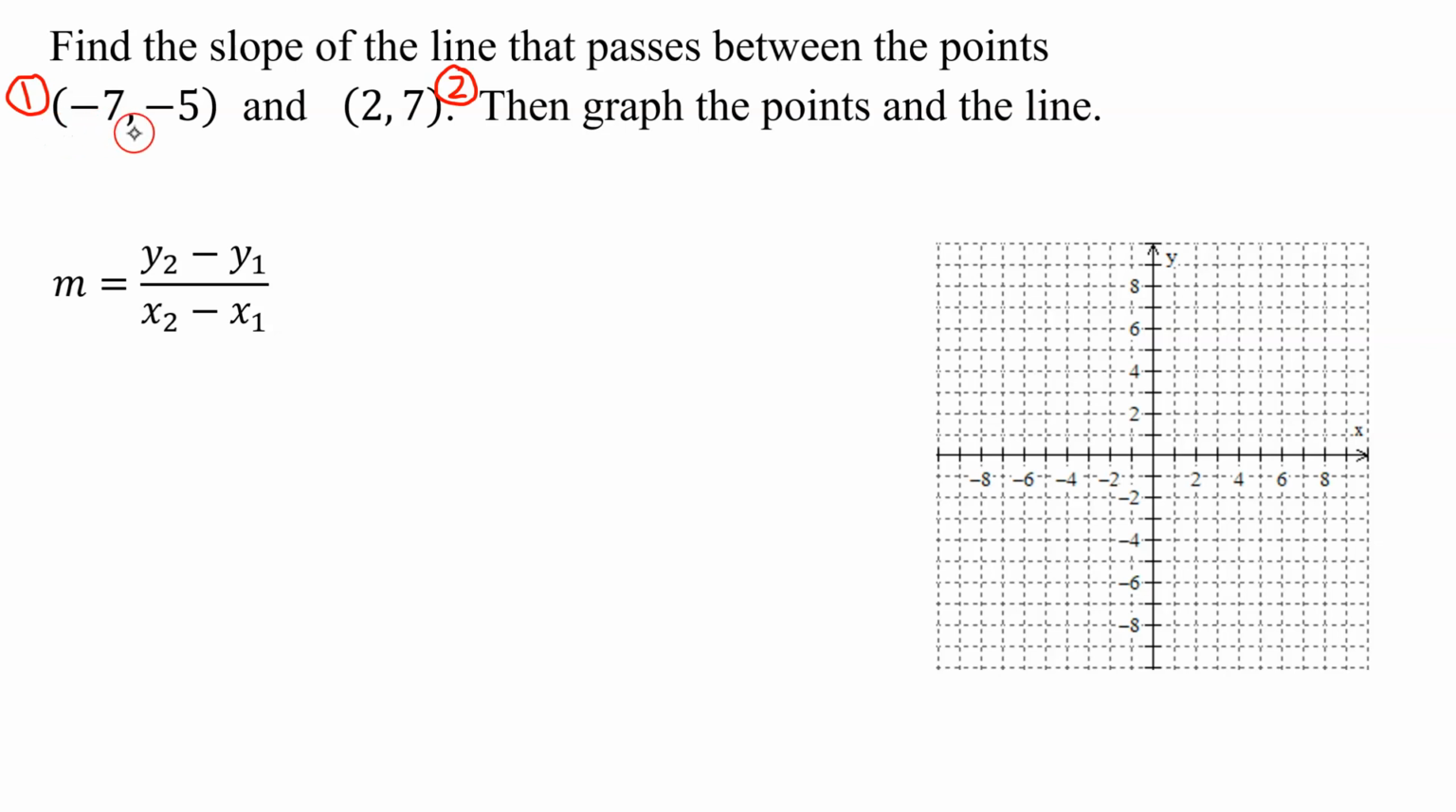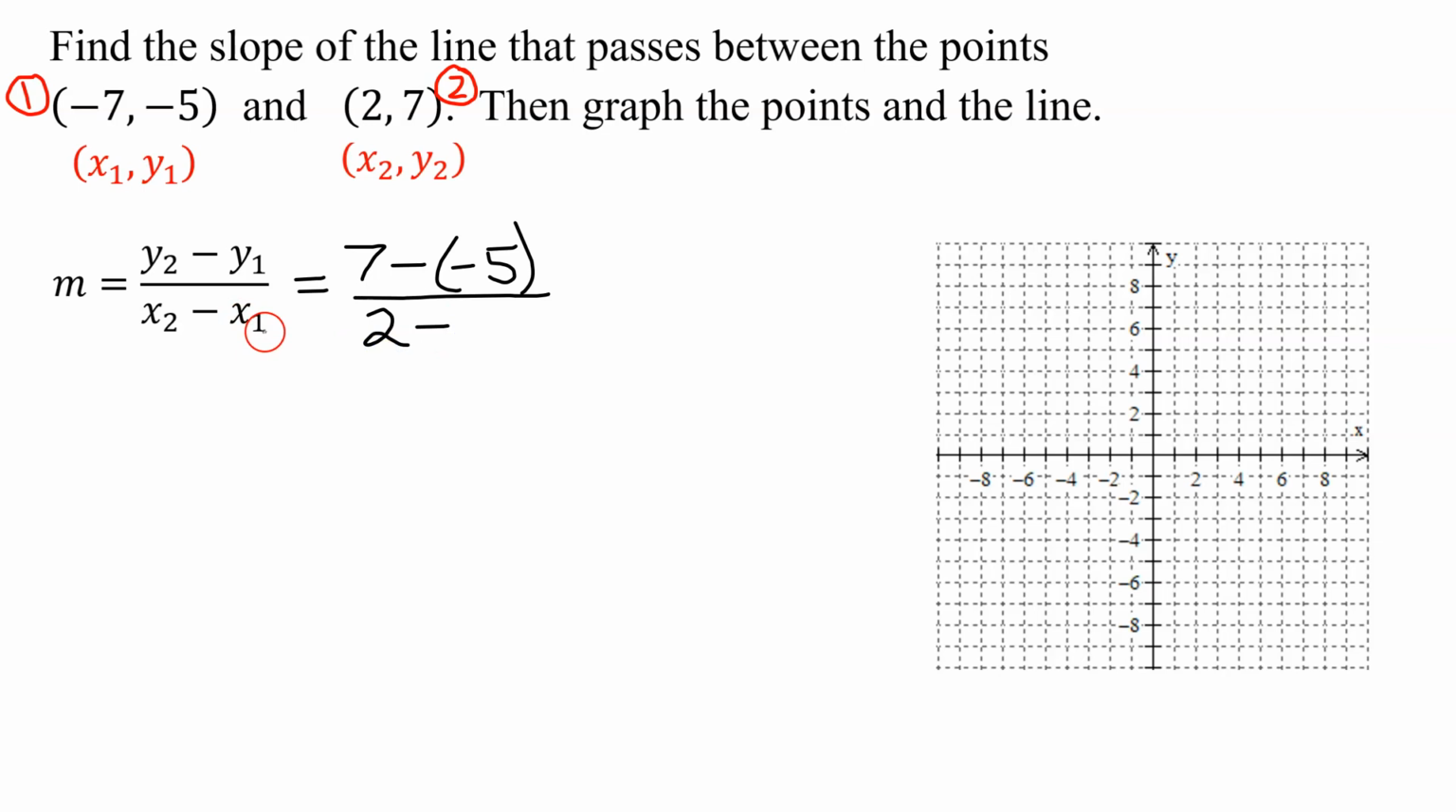So since this is my first point, its coordinates are going to be x1, y1. This is point 2, its coordinates are going to be x2, y2. So now I've identified all my numbers. Now all I have to do is plug the correct numbers into this formula. So I have y2, that's the y coordinate of the second point, which is 7, minus y1, that's the y coordinate of the first point, which is -5, all divided by the x coordinate of the second point, which is 2, minus x1, which is the x coordinate of the first point, which is -7.